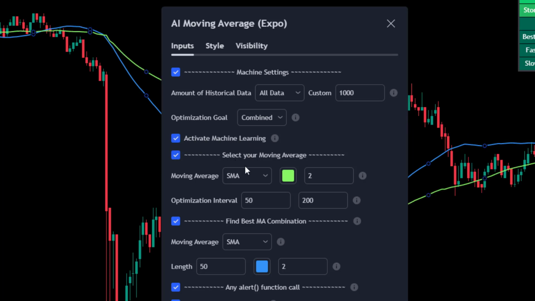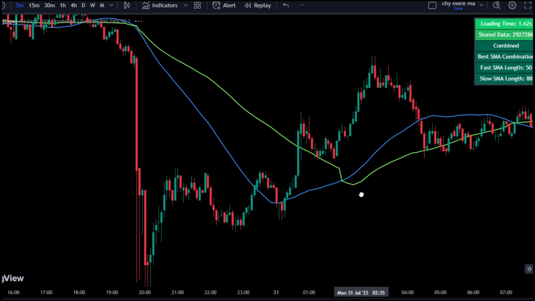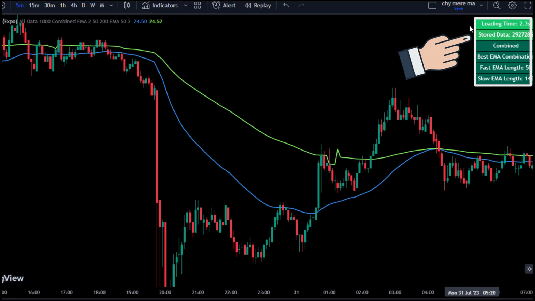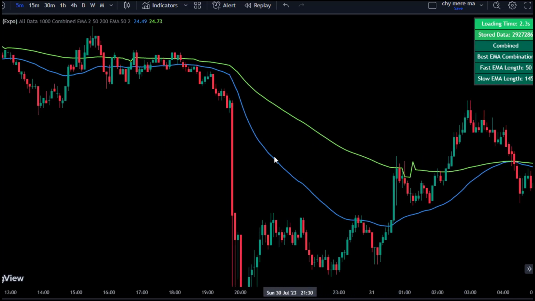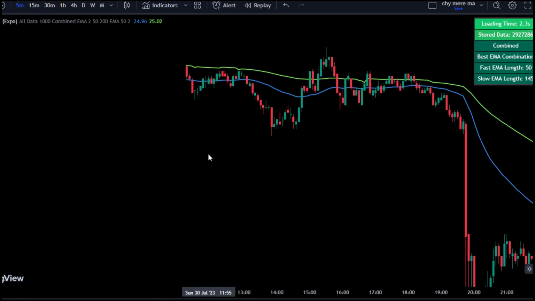After that, click on activate machine learning. Lastly, change the SMA to EMA. And after that, press OK to go back to the chart. As you can see, the EMA has been updated. Looking at the right corner of our chart, you can see the status of the indicator. And on our chart, you can see that the indicator has two EMAs, of which the blue is the fast moving average and the green is the slow moving average.